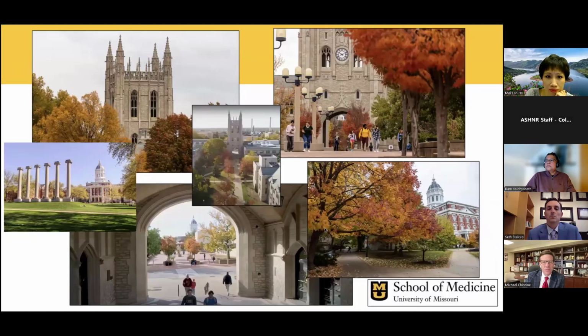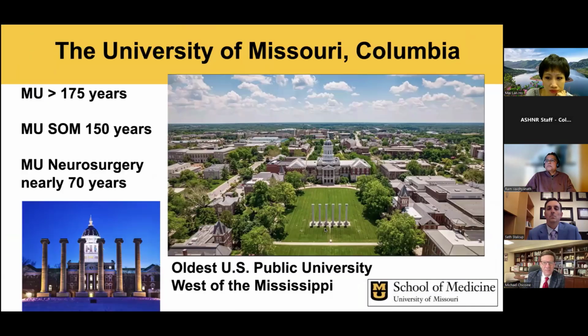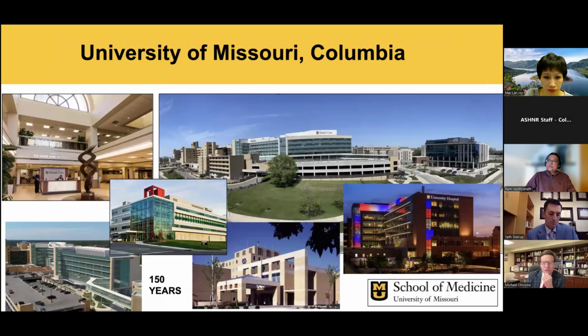Here's our campus in central Missouri. We're on the south end of this campus, which has been here for about 175 years, said to be the oldest public university in the U.S. west of the Mississippi. The med school has been here for about 150 years, and neurosurgery for about 70 years. Here's some of our growing campus.